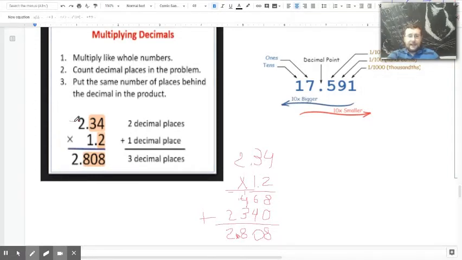But if it was negative 2.34, then this would be negative at the end because it's only one negative, right? Or if this was like this and you had negative 1.2, then again, your answer would be negative because there's only one negative. But if they were both negative, then negative times negative makes positive, and so your final answer would be positive. And that's pretty much how you do it.